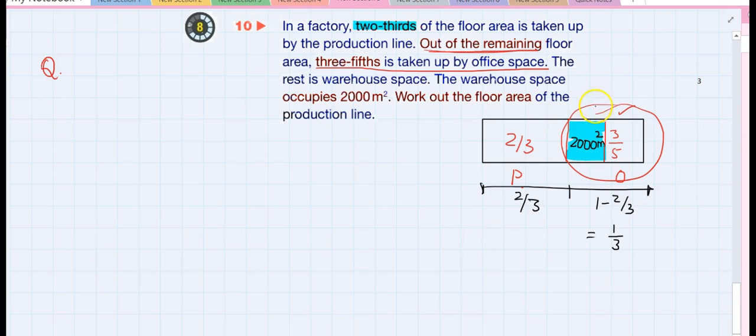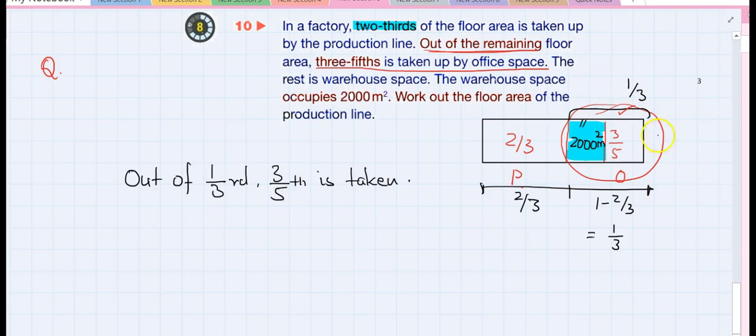So if this area is 2/3, this whole area is 1/3. Now out of this 1/3, 3/5 is taken up for the office space. Now the question is, this is the 1/3. So out of the remaining 1/3, 3/5 is taken by the office space.